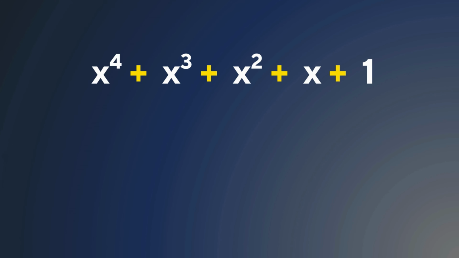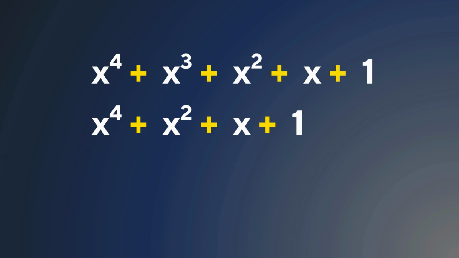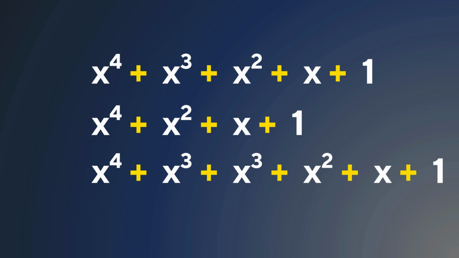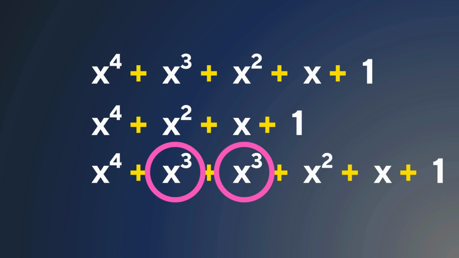But there can be polynomials in which certain degree terms are missing, like in this example where we don't have a third degree term, which is perfectly fine. However, a polynomial might also have extra terms, like in this example where the third degree term has been duplicated.